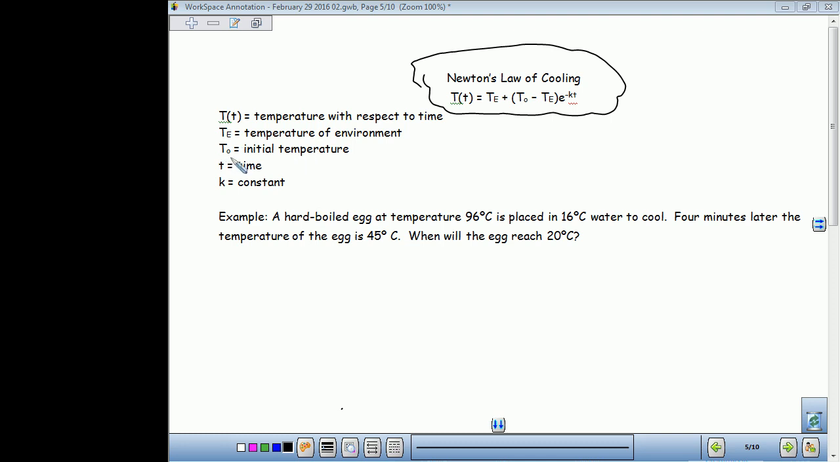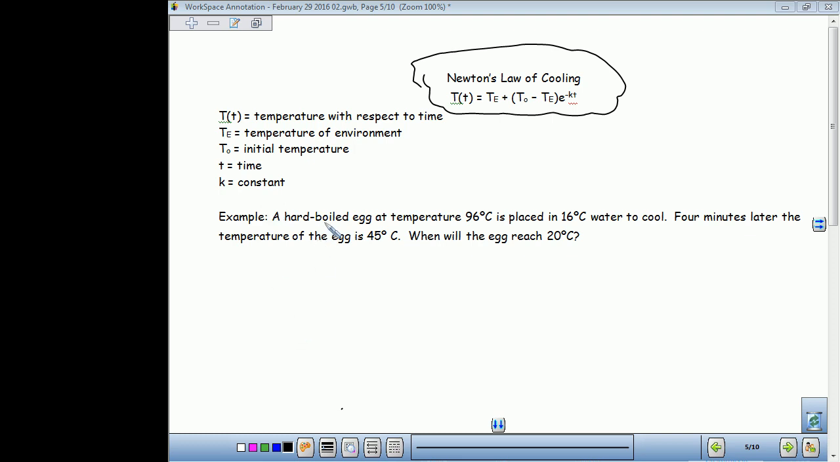Okay. T naught, T sub 0. That means nothing. Temperature at time 0 is the initial temperature of the object. Lowercase t represents time, and k is our favorite. That's our constant. That's the one we have to solve for first, isn't it? Yes. Before we can do anything else.